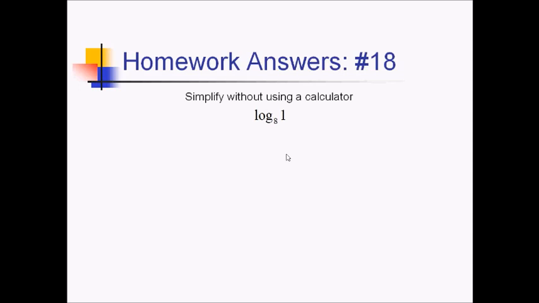For 18, I'm asking what do I have to raise 8 to in order to get 1. And anything to the 0 power is going to give you 1. For 19, I'm asking what do I have to raise 1 to in order to get 2. And this is a fool's errand because no matter what you raise 1 to, you're always going to get 1, so there's no solution to this one.